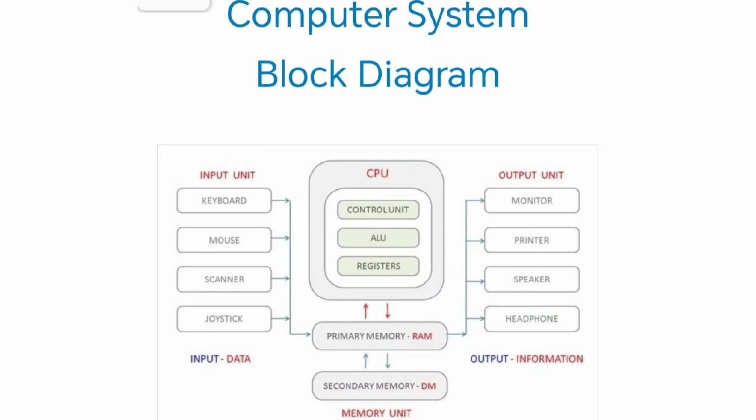And the third unit is the output unit. If you insert your data, that data is manipulated in the control unit and it produces the output to the output unit. You can see it through a monitor, printer, speakers or headphones. If it is an audio file, you can hear the output through the speakers as well as headphones. Output means we are going to get the information. So these are the processes of this computer system.